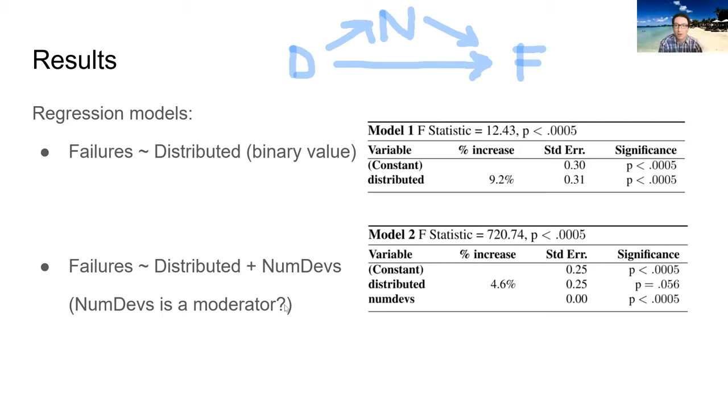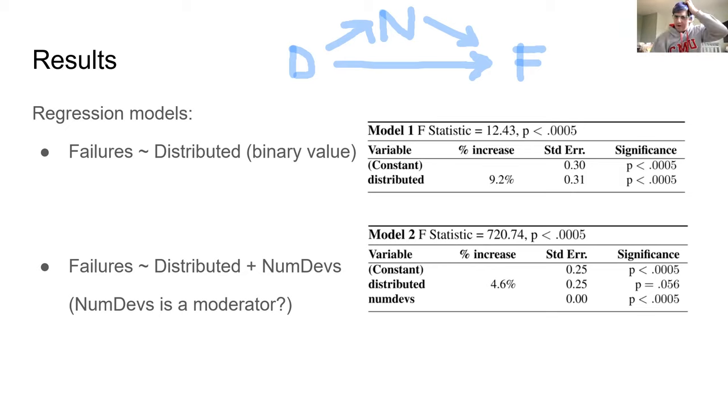Does anybody remember the definition of a moderator? How did we describe or define it? A moderator doesn't act between the two variables, but it controls the strength and direction. Right. So one way to read that would be that, depending on the value of the number of developers variable, the relationship between distributed and failures changes in strength. If num developers equals 2, then the strength of the relationship between distributed and failures is different from when the number of developers equals 200. So the definition of a moderator. A moderator pretty much has to be independent of the other variable, right?